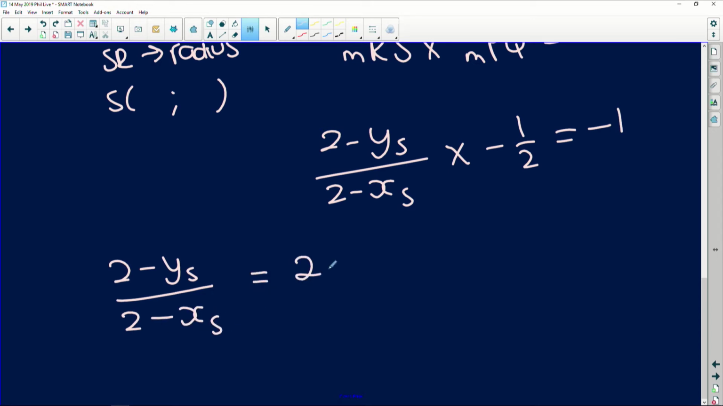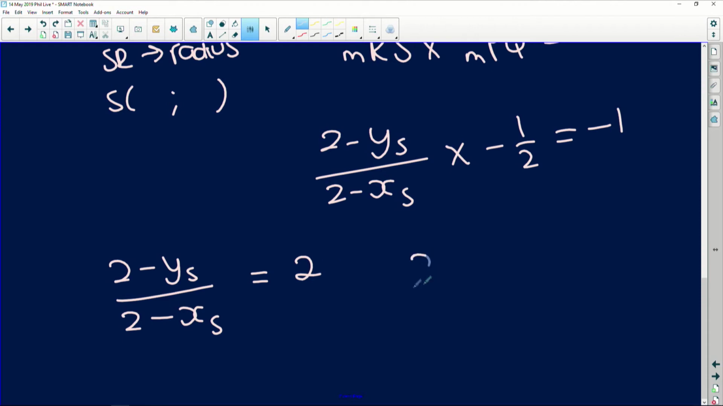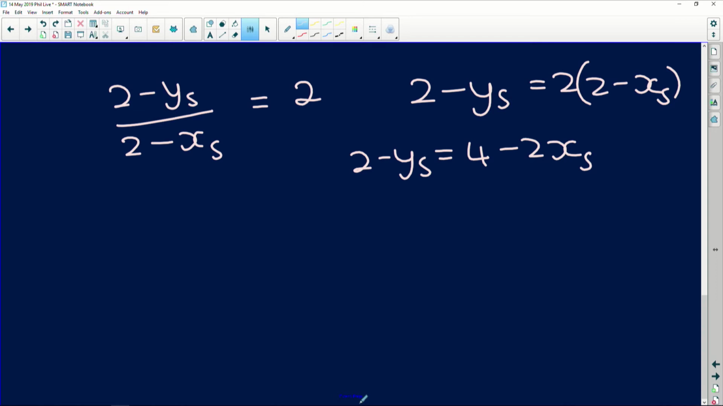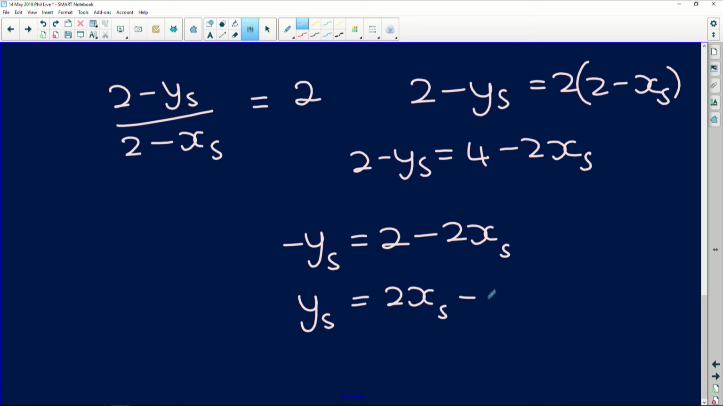Okay, so that's basically saying that (2 minus y of s) over (2 minus x of s) is equal to 2. Now I want to try and isolate one of these coordinates so that I can express it in terms of that, because we're going to use simultaneous equations to solve for these coordinates. So I'm going to isolate y at s: 2 minus y of s is equal to 4 minus 2x at s. If we keep on going, -y at s is equal to 4 minus 2, which is 2, minus 2x at s, which means that positive y of s is equal to 2x at s minus 2.